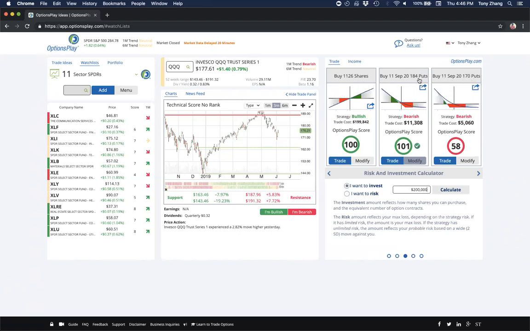And remember, the in the money option is what we consider the comprehensive insurance, and the out of the money puts are what we call the catastrophic insurance. So as you can see here, for a $200,000 portfolio, buying 11 contracts of the in the money puts, the comprehensive insurance, costs me about $11,000. Buying the out of the money puts costs me half as much, about $5,000.